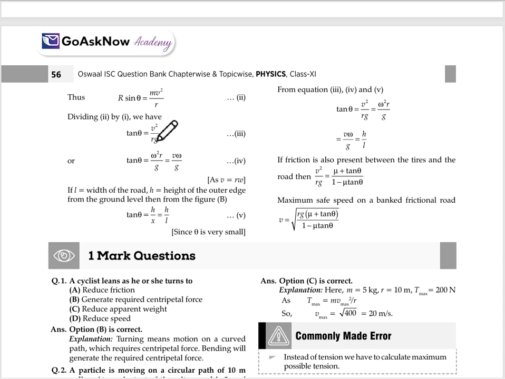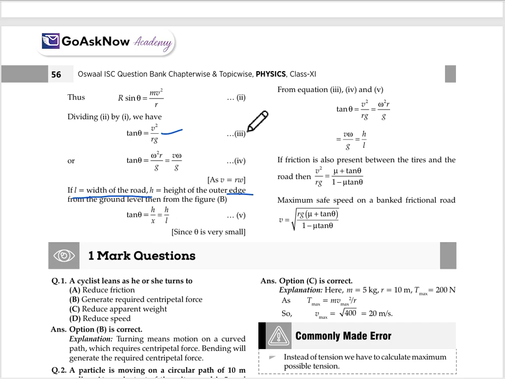We get tan theta is equal to v square upon rg. Tan theta is equal to, putting the value of angular velocity, omega square r upon g, as v is equal to r omega. Then if L is the width of the road and h is the height of the outer edge, as already shown in figure B, then tan theta will be equal to h upon L.